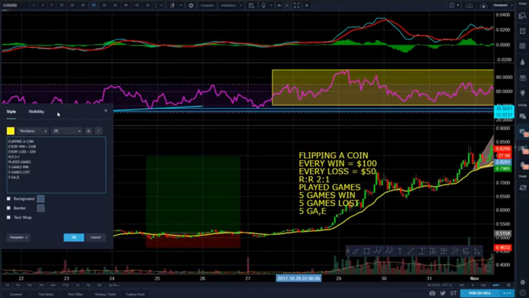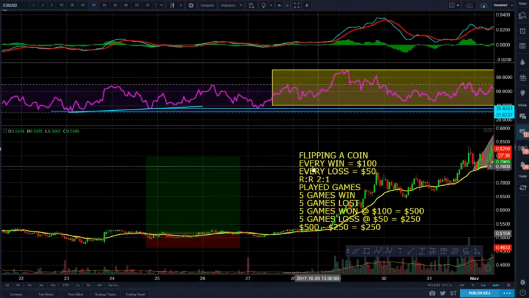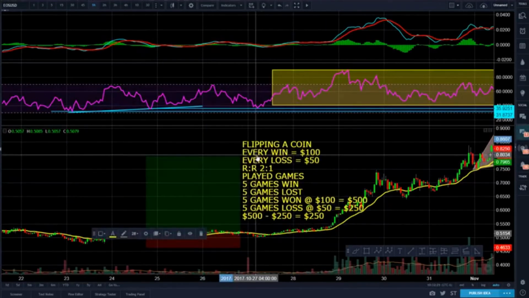Well, 5 games won at 100 each is equal to 500, okay? The 5 games lost at 50 is equal to 250. Well, what's your profit of $500 minus your loss of 250? Well, it's $250, right? So even if you take 2 to 1 trades all the time, guys, you will be very, very profitable over time, as long as you're playing the same position size, and given that the percentage for gains can also be equivalent as well, right?